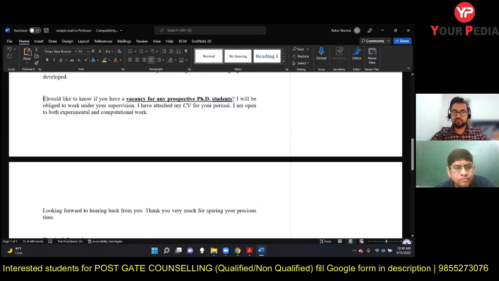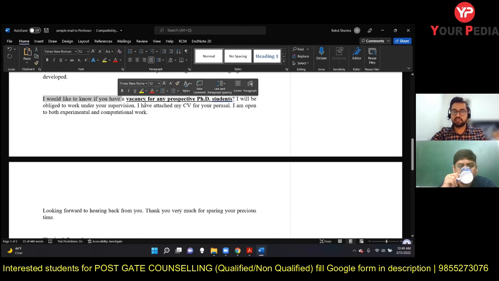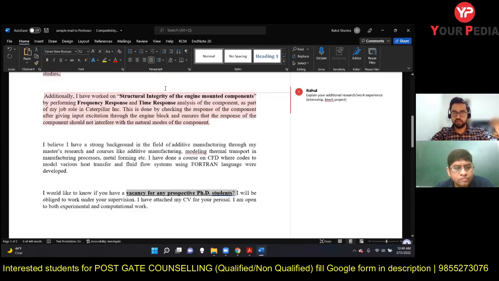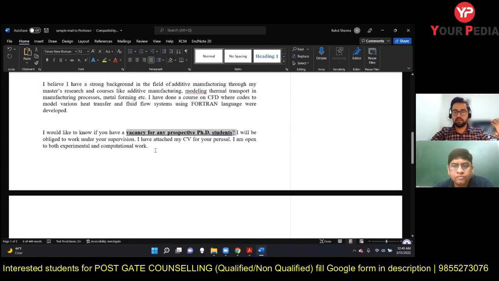Last paragraph, you have to ask him whether he has a vacancy for any prospective PhD student. So this is very important. Make it bold, make it underlined. Because if the professor is not going to read the whole email, he will go through this one. Okay, this student is asking for a PhD position.